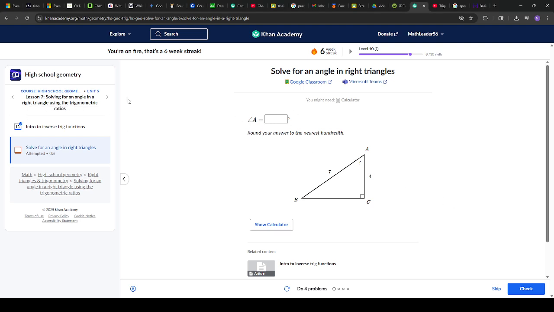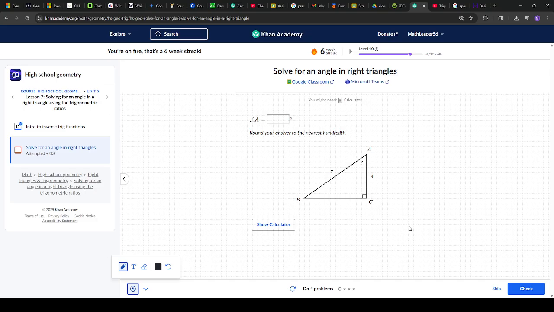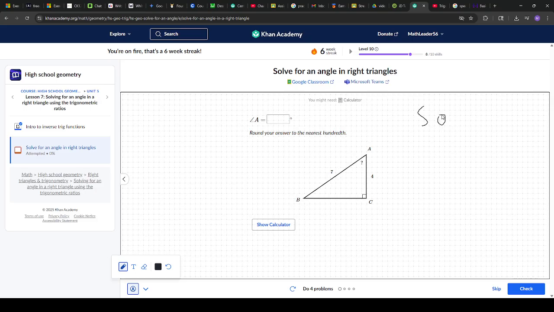Okay, so I'm going to be teaching you guys how to solve for angles in right triangles for high school geometry in Khan Academy. We're going to use the acronym SOH CAH TOA: sine, cosine, tangent.